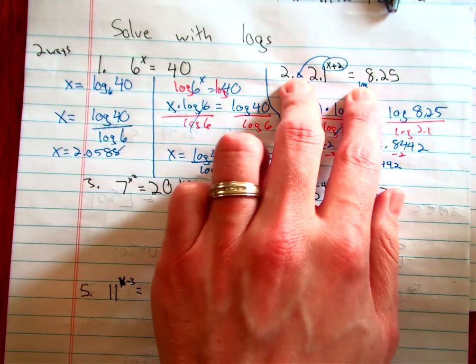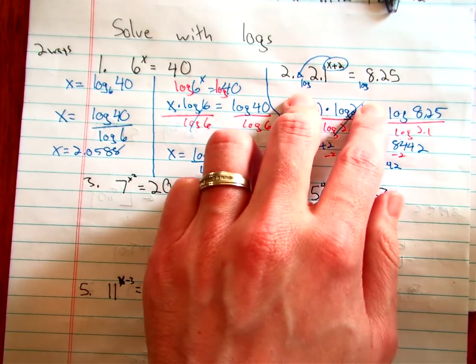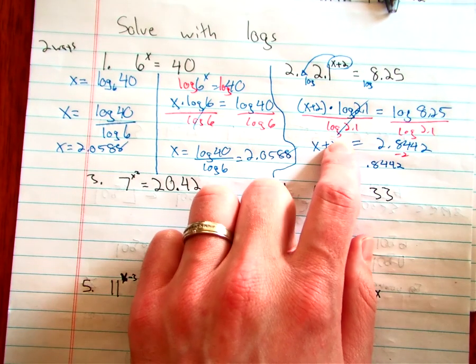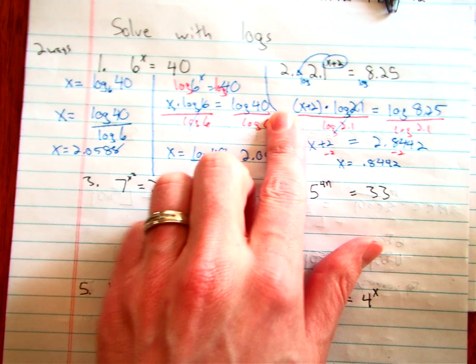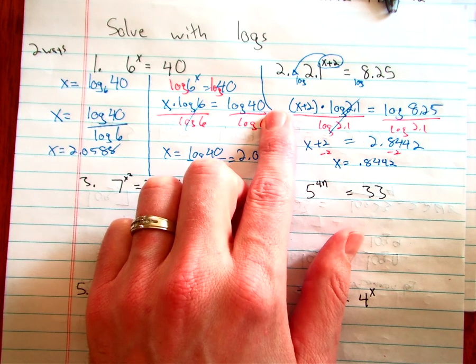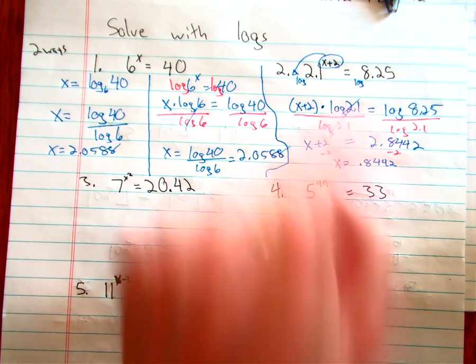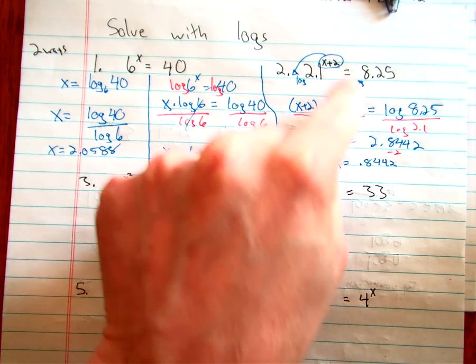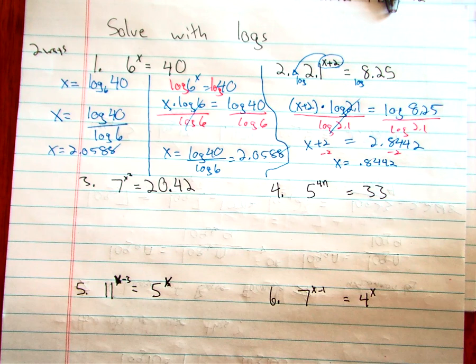Okay, so we took the log of both sides. You could have just as easily done this. Took the log of both sides. That allowed me to bring the exponents down in front. That was our big thing from section 7.5. So I have this whole parenthesis times log of 2.1, so I'm dividing by log of 2.1. Now I'm going to subtract the 2 over, and we're done.